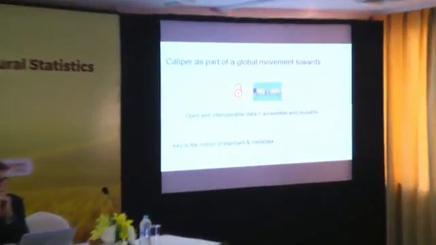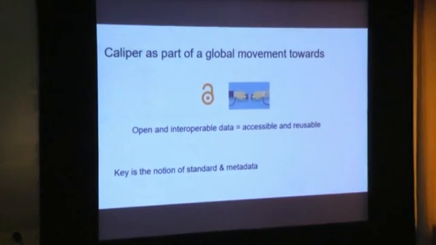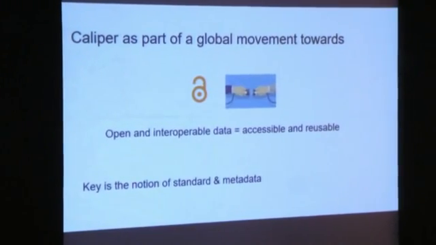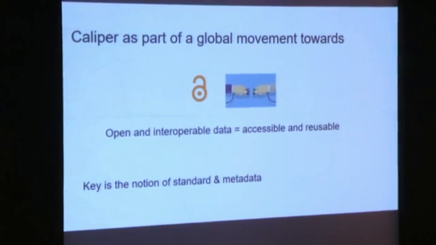Okay, so Caliper is part of a global movement towards open and interoperable data, which means accessible and reusable data. And here we are talking about making classification open. When we talk about open data, as statisticians, we tend to think about the figures, the numbers, the statistics that we should make open. But actually, it's much broader than that. We also need to make open the whole statistical system, for instance, classification.